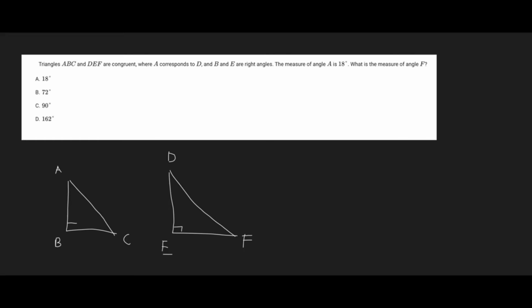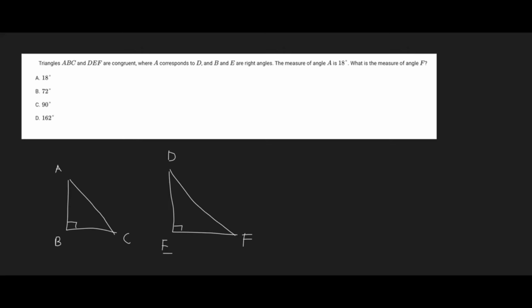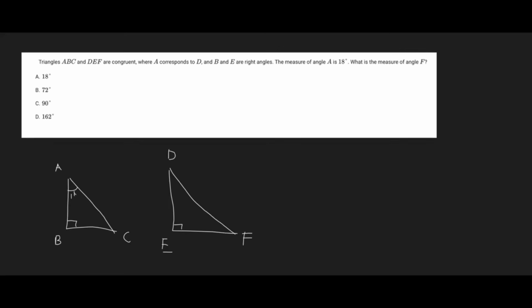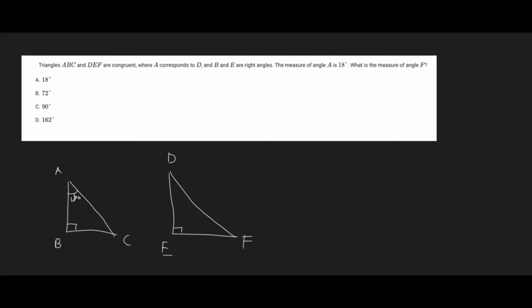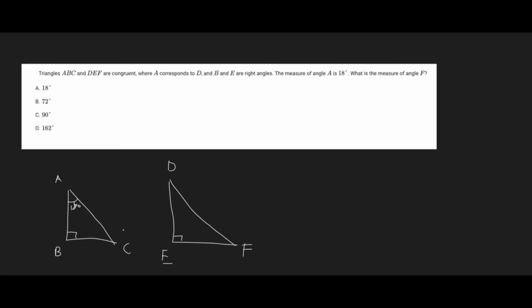And there we go. All right, so let's see what's given. They say that the measure of angle A is 18 degrees, so we have 18 degrees right here. All right, so here's the thing: we know that right angles are 90 degrees, so angle B is going to be 90 degrees.